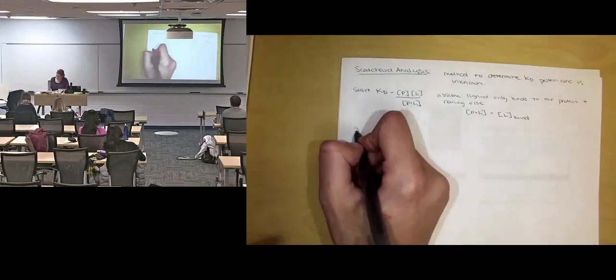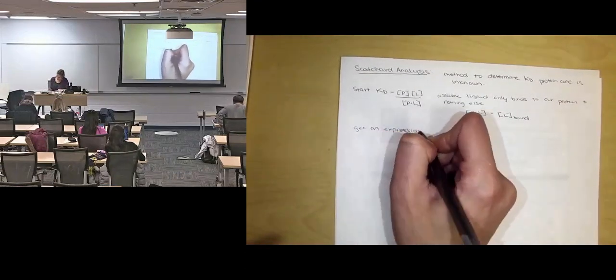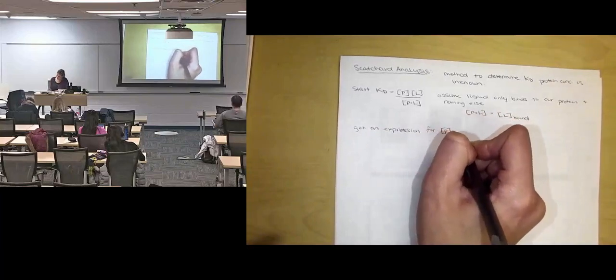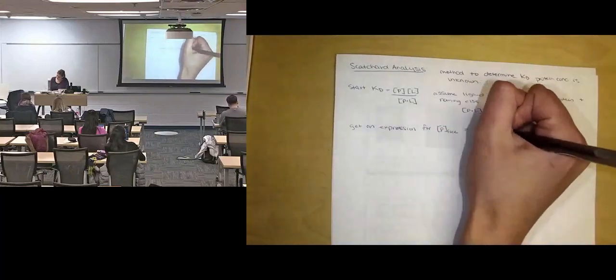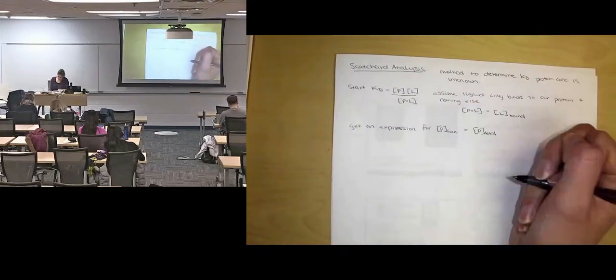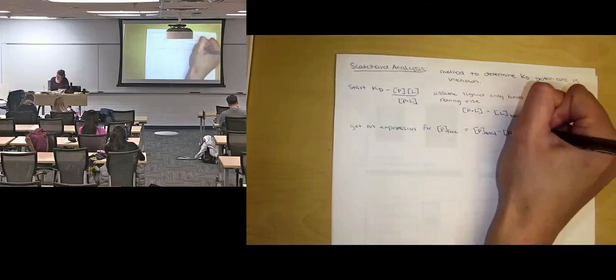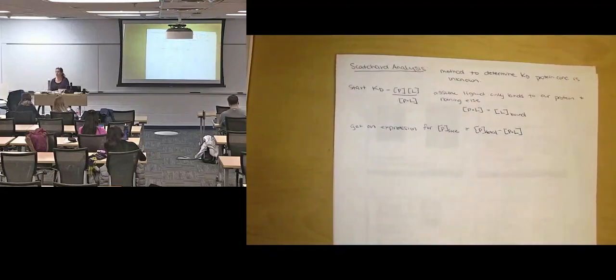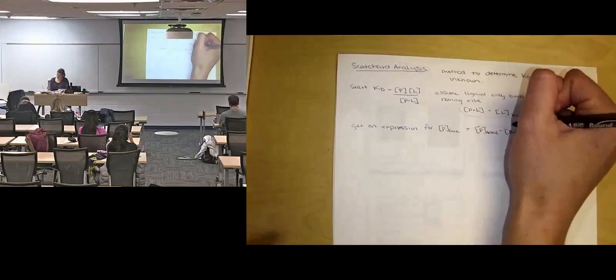And so now what we want to do is get an expression for this free or unbound protein. It would be equal to the total amount of protein in your sample minus the amount that is bound up. Okay? We don't know how much it is, but we know that the total concentration has to be whatever's bound and whatever's not bound. And so if I substitute this relationship in here, then the concentration that is unbound is equal to P total minus the ligand concentration that gets bound.